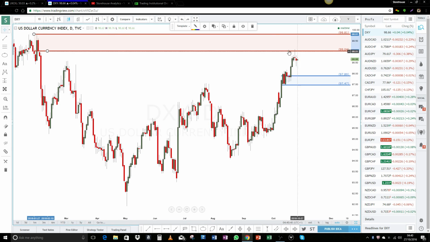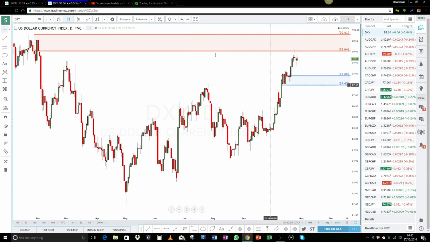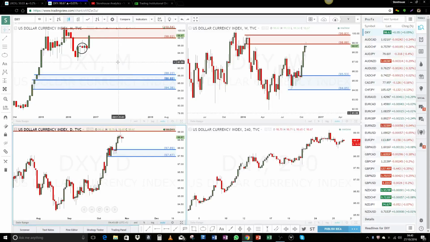So this is the picture of the dollar, which obviously will affect the picture for the majors, which are all paired against the US dollar, the euro in particular, the yen, even the Swedish krona. So that's the dollar view. Just a quick one there for Ajay.